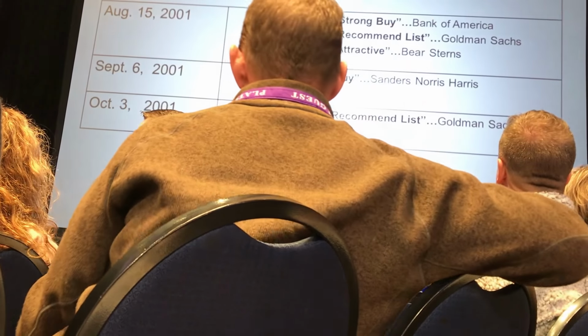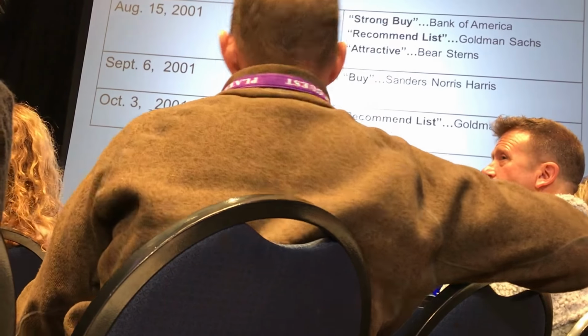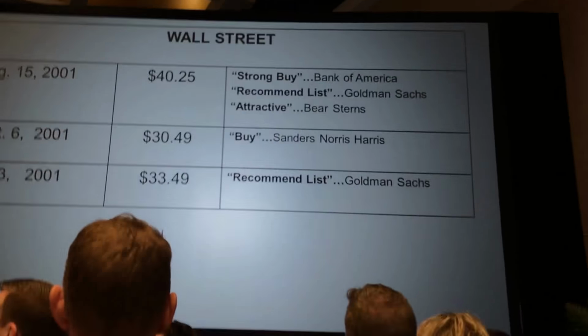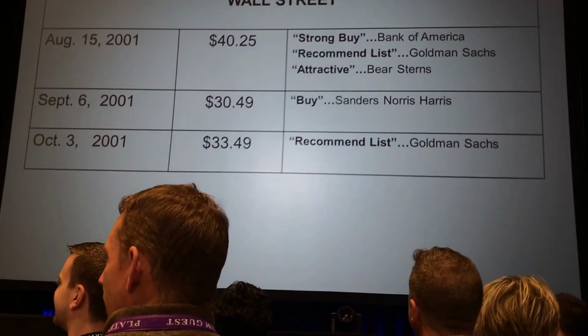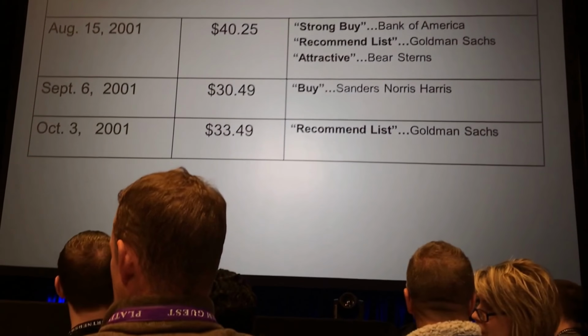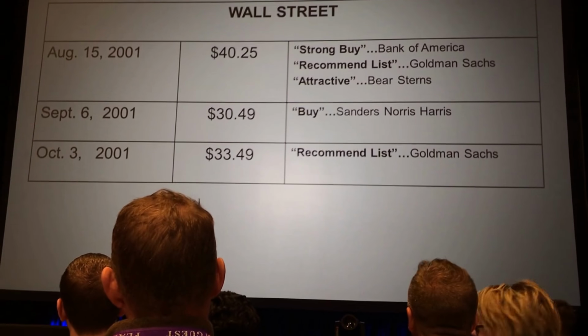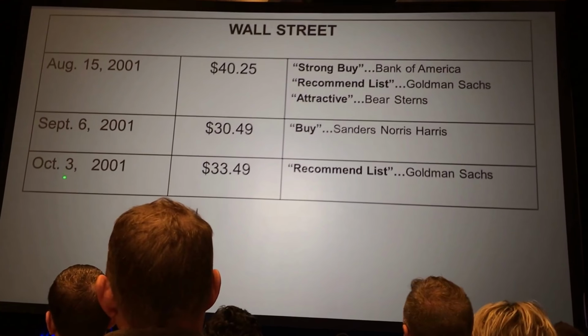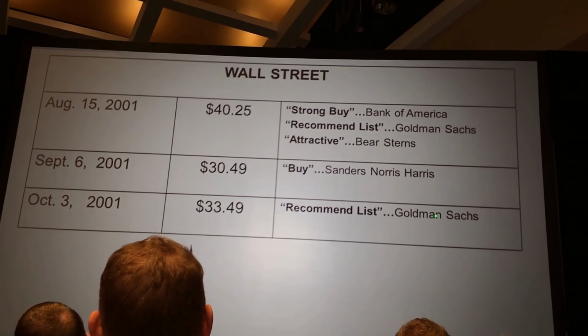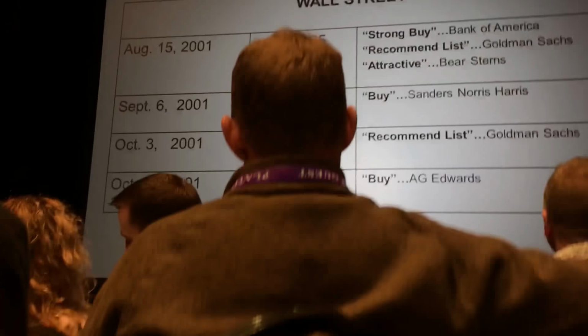Now, they recommended it back at 55. Here it is down to 33. So they're going to tell you, if you liked it at 55, you're going to love it at 33. Right? We recommended it at 55. Holy cow, Wall Street's having a sale. Go ahead and buy it. So here we are at 33 bucks a share on October 3rd, 2001, and the smartest guys on the planet are Goldman Sachs saying again they recommend it.